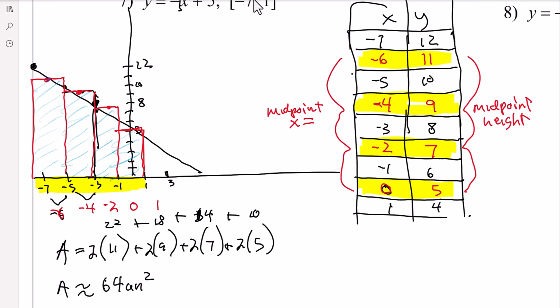All right. So here's the dilemma. Notice halfway between negative 7 and negative 5 is negative 6. So we're going to care about all these midpoint x values. So negative 6, negative 4, negative 2, 0. And then we're going to multiply those by a height of 2, which is what I did down here.